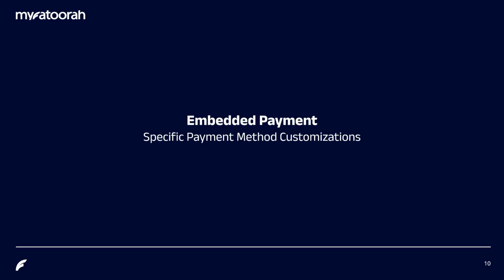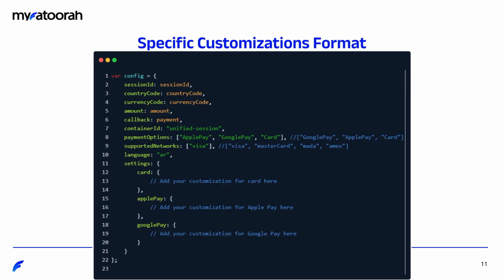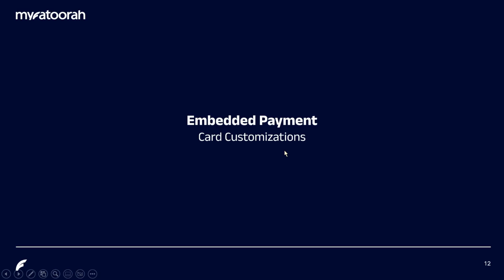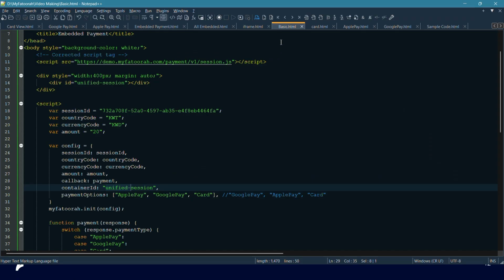The language can be English or Arabic. You can also make customizations that will affect specific payment methods only. To do this, you will add the settings nested object in the configuration object, and inside the settings, you can manage each payment method separately. We will start with the cards. Let's go ahead and open the cards file.